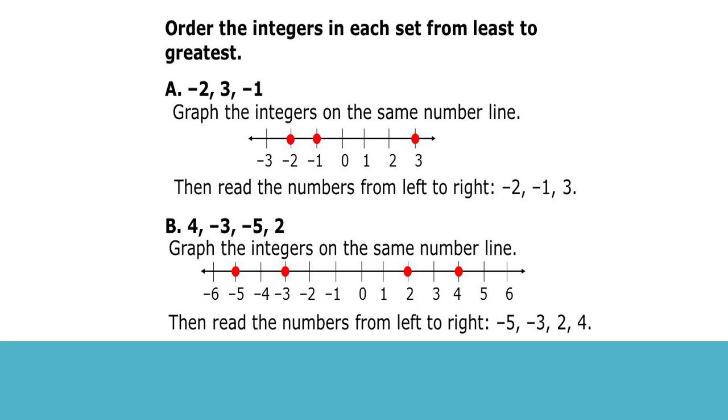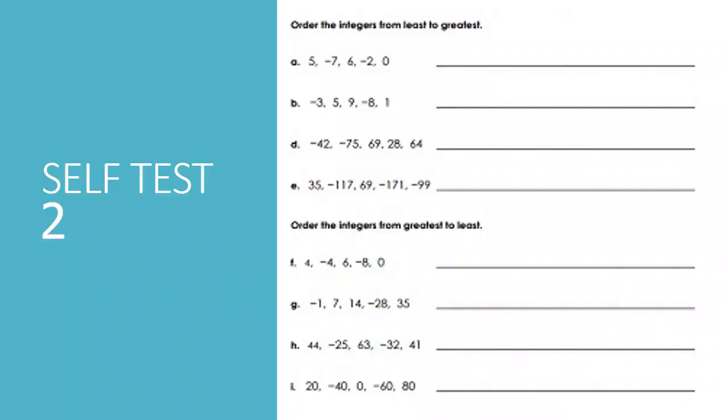Let's take the second example, 4, -3, -5 and 2. Here 4 numbers are taken. We'll plot these 4 points on the number line in the same way and then read the numbers from left to right to order the integers from least to greatest. This ordering is -5, -3, 2 and 4. Self-test, which is based on ordering of integers. In one you have to arrange from least to greatest and in the other from greatest to least.